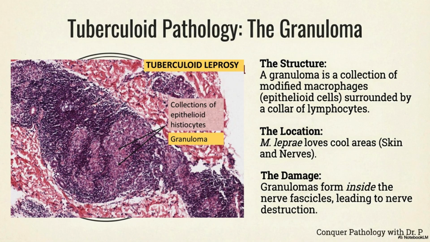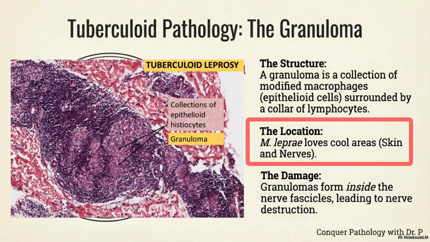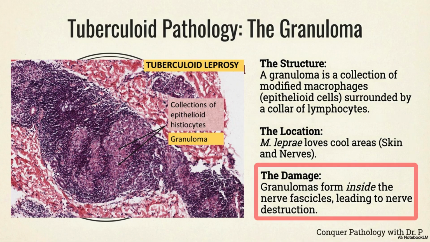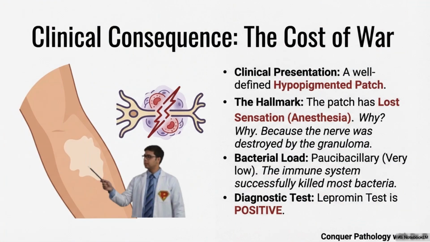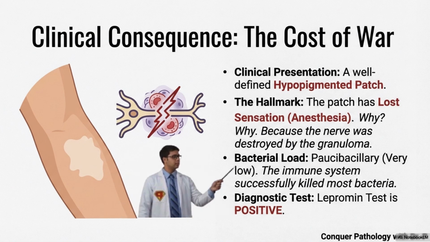The granuloma. Because the immunity is strong, you see tight, well-formed epithelioid granulomas. The bacteria loves nerves. The granulomas form inside the nerves. The nerve is destroyed by your own immune system. This leads to early and severe nerve damage. Clinically, this presents as a hypopigmented patch with well-defined margins. Because the nerve is dead, there is sensory loss or anesthesia. If you touch this patch, the patient feels nothing. Bacterial load is paucibacillary. Very few bacteria are found.